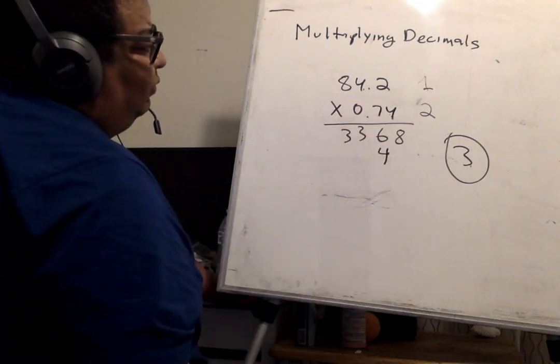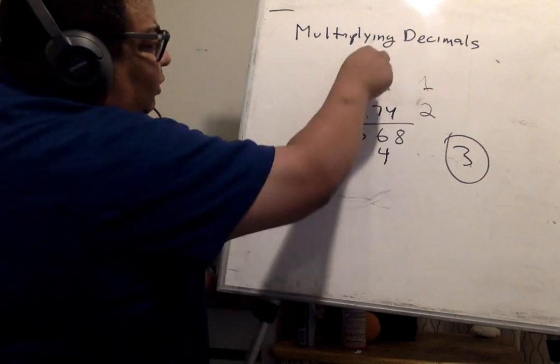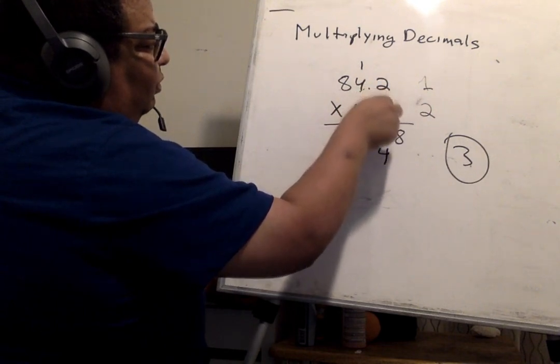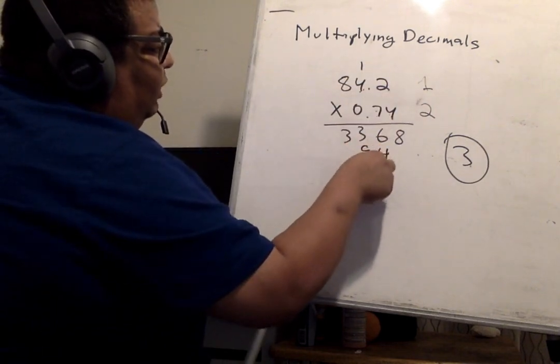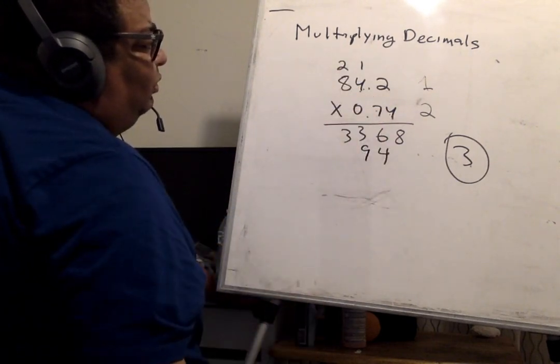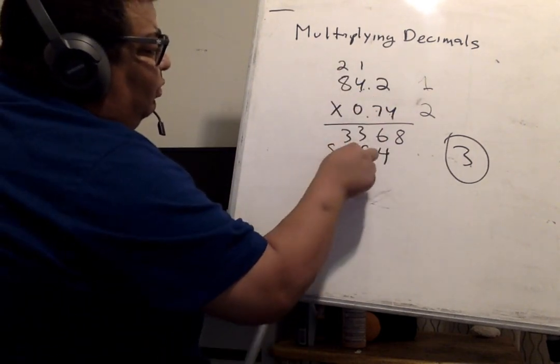7 times 2, 4. Carry 1. 7 times 4, 28 plus 1, 29. Carry 2. 7 times 8, 56 plus 2, 58.